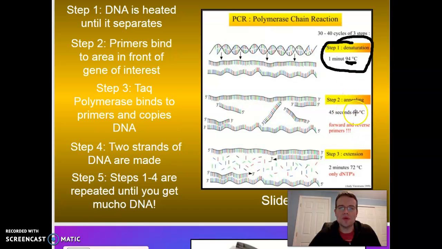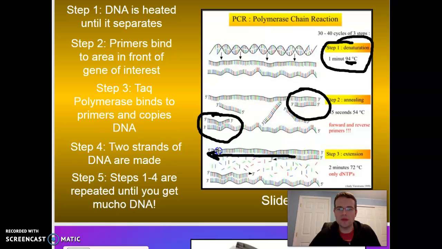So step 2, we lower the temperature a little bit, and then there's something called annealing, which is a fancy word for primers attaching to the DNA. You see the primers attaching here and here. So that's the annealing step. Once the primers are there, then we can start copying. That's called extension. So we've got the primer, and then we go down that way and polymerize our DNA, and we go both ways, because remember, DNA molecules go in opposite directions, that anti-parallel idea. So we copy our DNA.